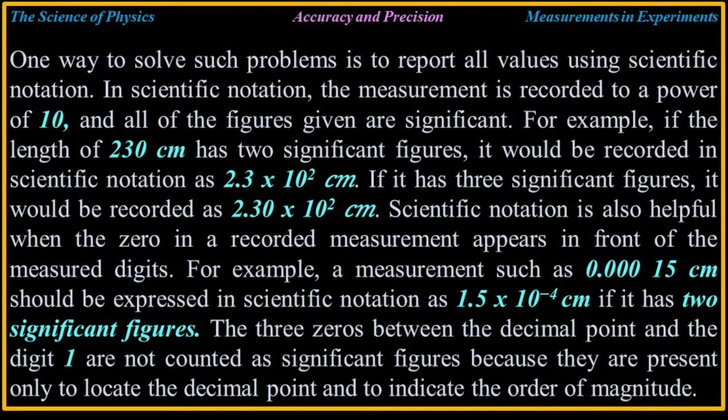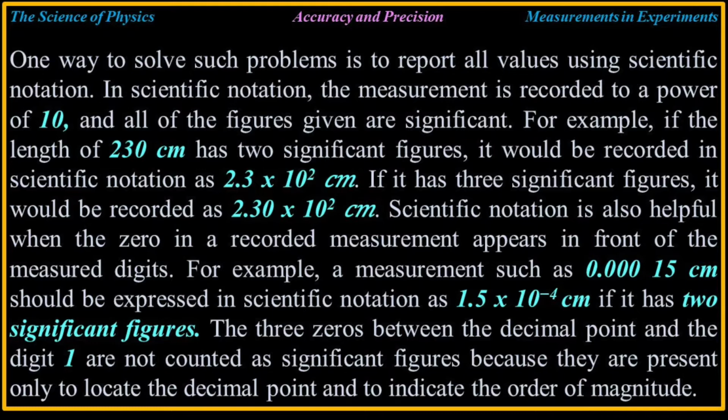One way to solve such problems is to report all values using scientific notation. In scientific notation, the measurement is recorded to a power of 10, and all of the figures given are significant. For example, if the length of 230 centimeters has 2 significant figures, it would be recorded in scientific notation as 2.3 times 10 to the 2 centimeters.